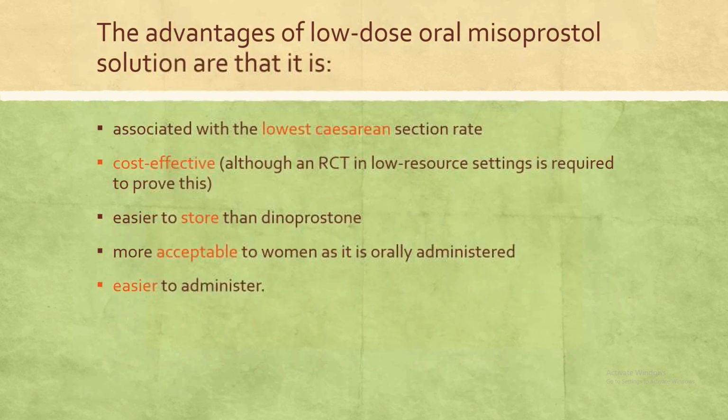Now, what are the advantages of low dose misoprostol? It is associated with the lowest cesarean section rate. It is cost effective, but an RCT is still required to prove this. It is easier to store than dinoprostone because it does not require any temperature control to store it. It is more acceptable to the woman because it can be orally administered and is easier to administer.